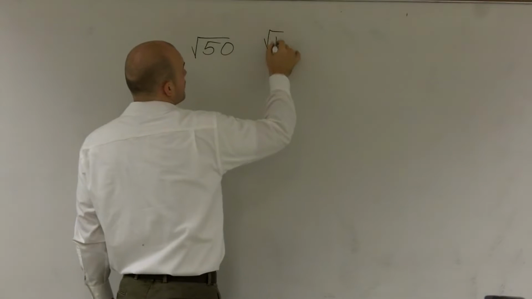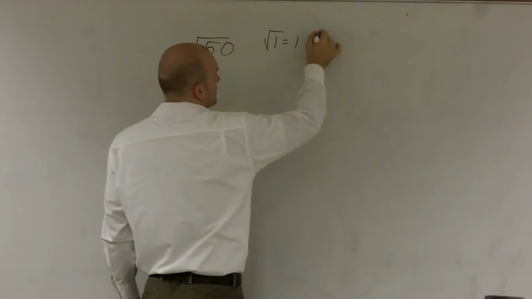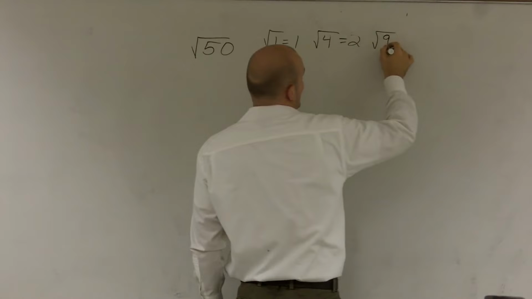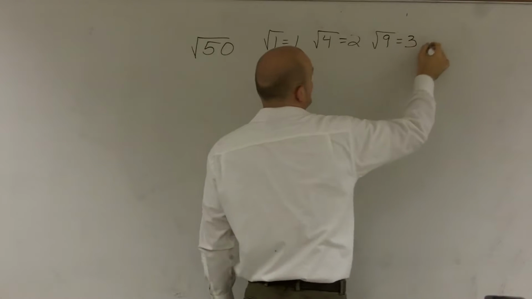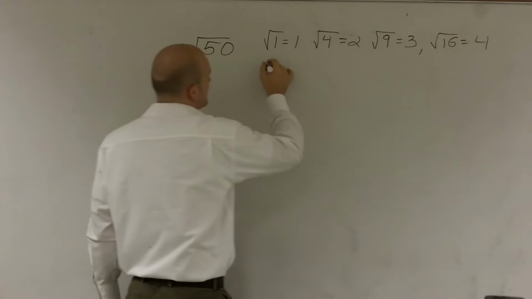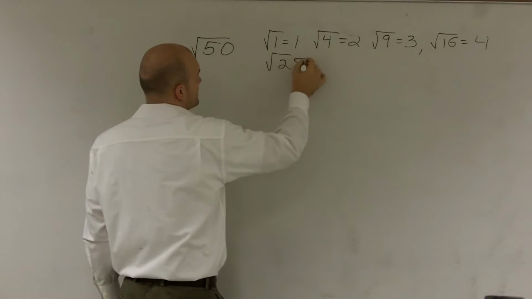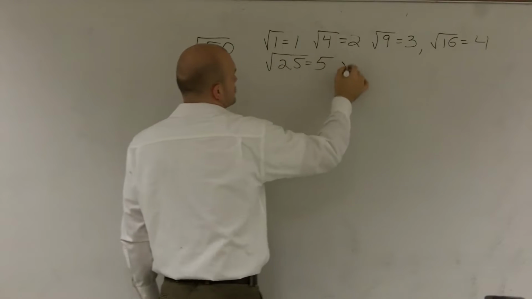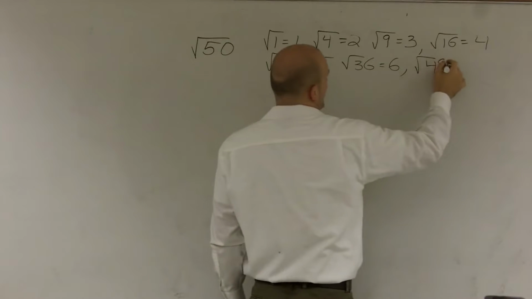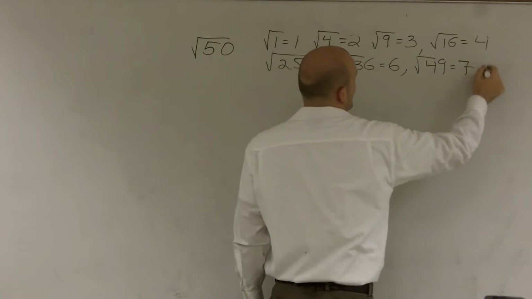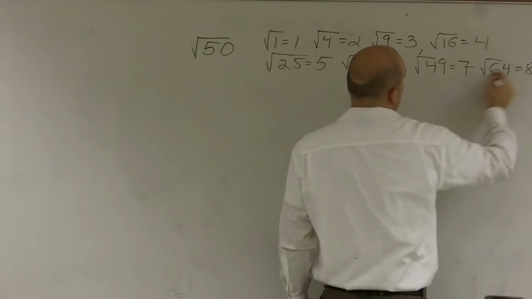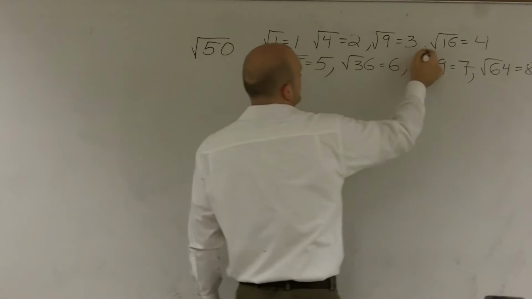The square root of 1 is equal to 1. The square root of 4 is equal to 2. The square root of 9 is equal to 3. The square root of 16 is equal to 4. Let's say we got the square root of 25 is equal to 5. The square root of 36 equal to 6. The square root of 49 is equal to 7. And the square root of 64 is equal to 8. Okay?